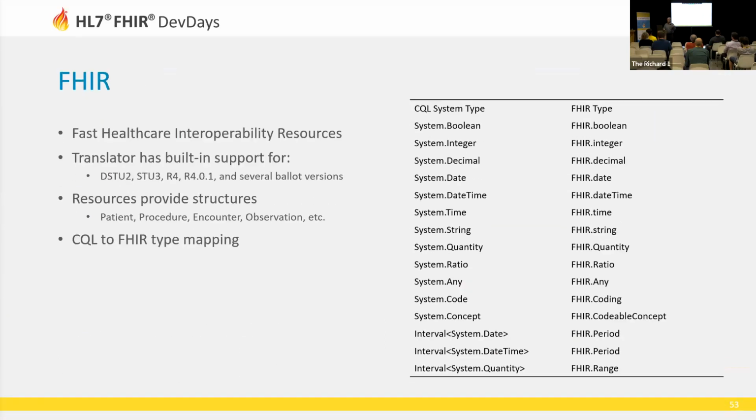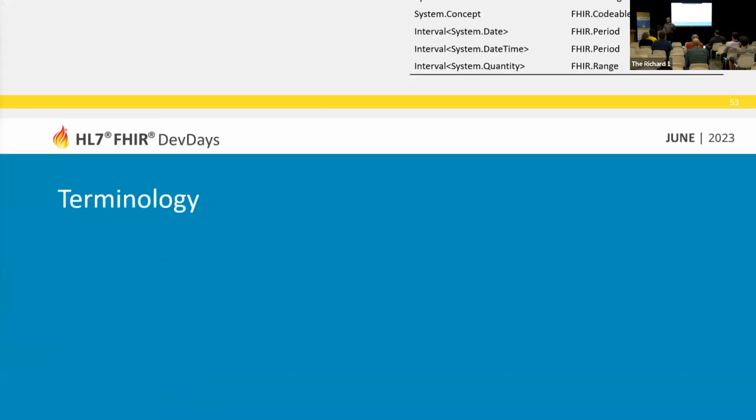FHIR model info provides resource structures. The translator has built-in support for several ballot versions as well as all the main versions. And there's a CQL to FHIR type mapping. That mapping is important. A FHIR.boolean is not the same as a CQL boolean, because a FHIR.boolean has a value and an ID and extensions, right? None of those things exist on a CQL boolean. And so there's a library called FHIR helpers that lets you get to and from those things easily.